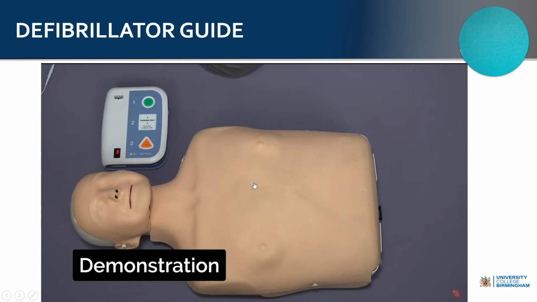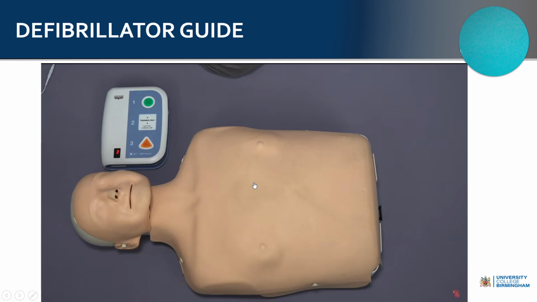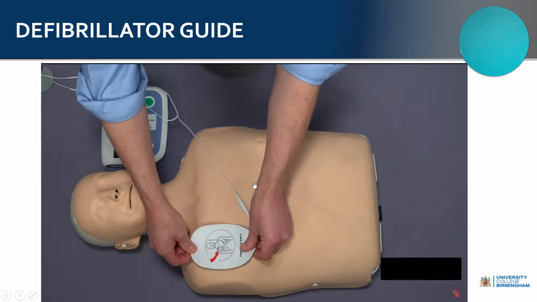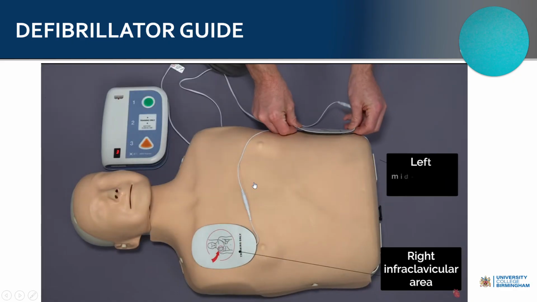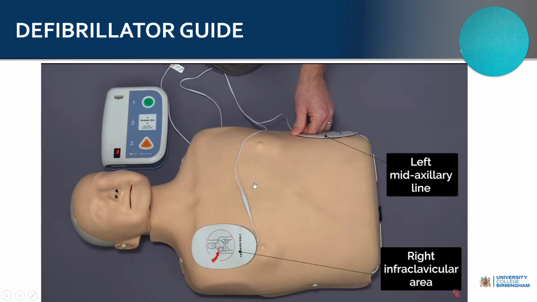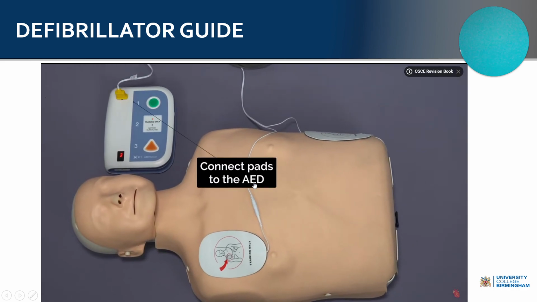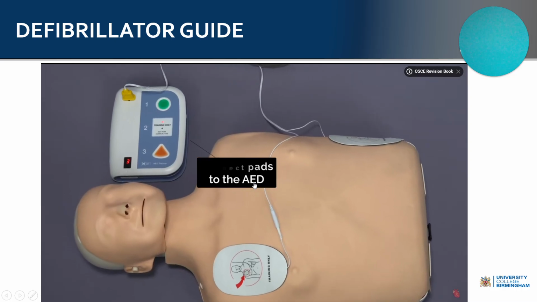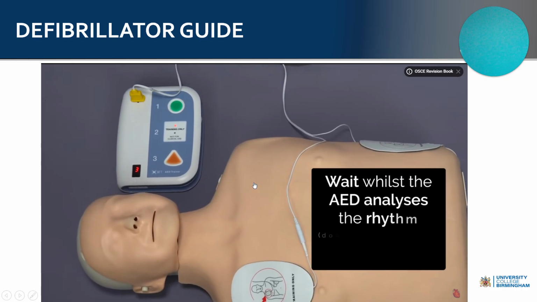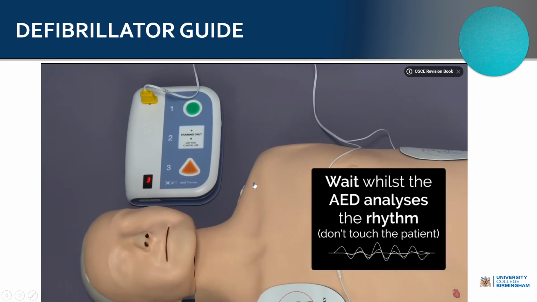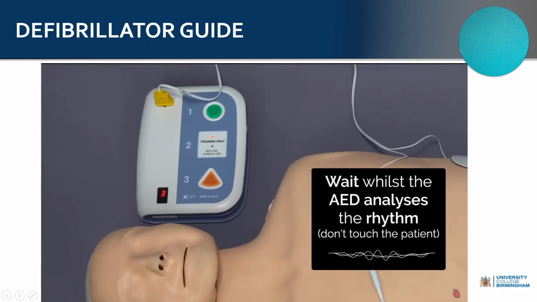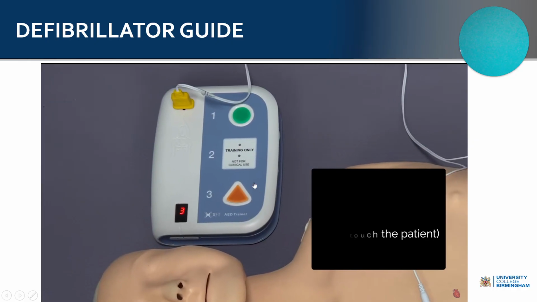Apply pads to patient's bare chest. Then place the pads in these positions, here and here. Plug in pads connector next to flashing light. Then connect the pads to the defibrillator. Analyzing heart rhythm. Do not touch the patient. Then you need to follow the instructions of the defibrillator as it analyzes the rhythm and will tell you whether a shock is advised or not.